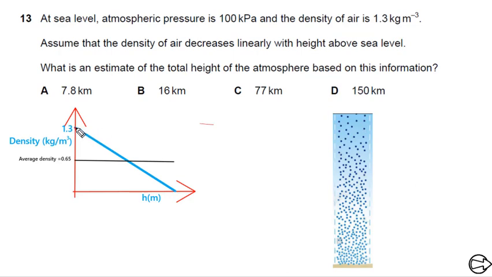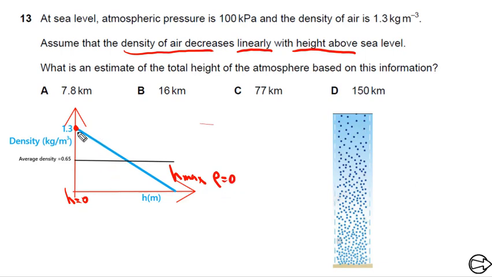First of all, sketch what is given to you. In this question, it is given to us that density of air decreases linearly with height. So you can see here I have already sketched the relationship between density and height. At sea level, when height is equal to 0, density is maximum, and at a certain maximum height, density will decrease to 0.